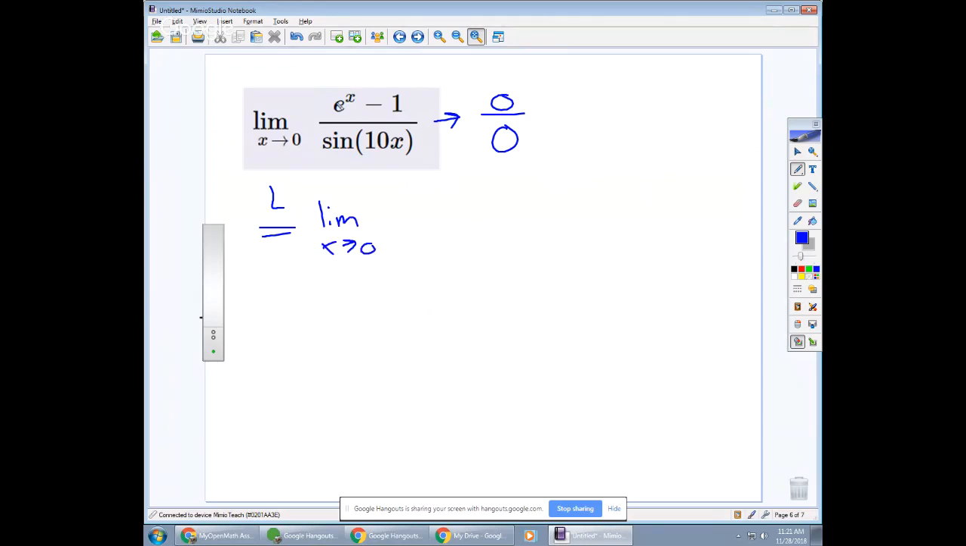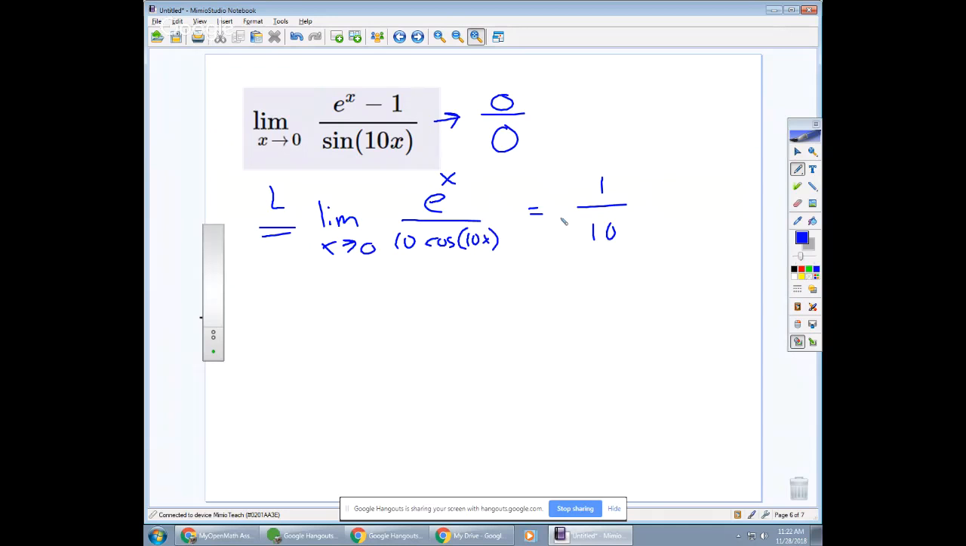So derivative of the numerator, e to the x, and the derivative of the denominator, 10 cosine of 10x. Yep. And now if we plug in 0, we get a 1 in the top and a 10 in the bottom, because cosine of 0 is 1. So 1/10.